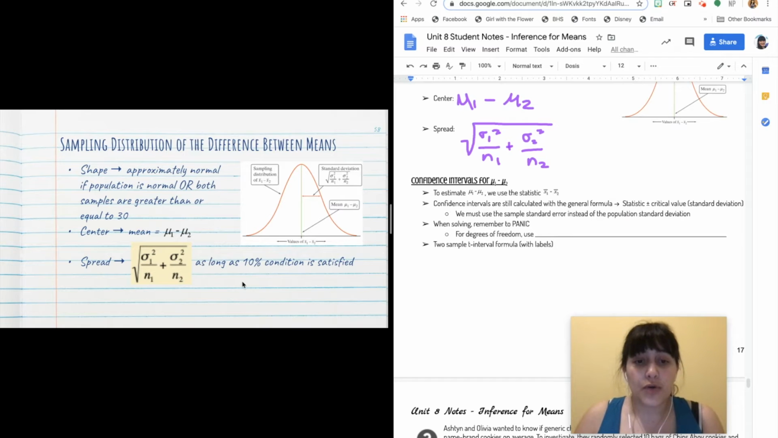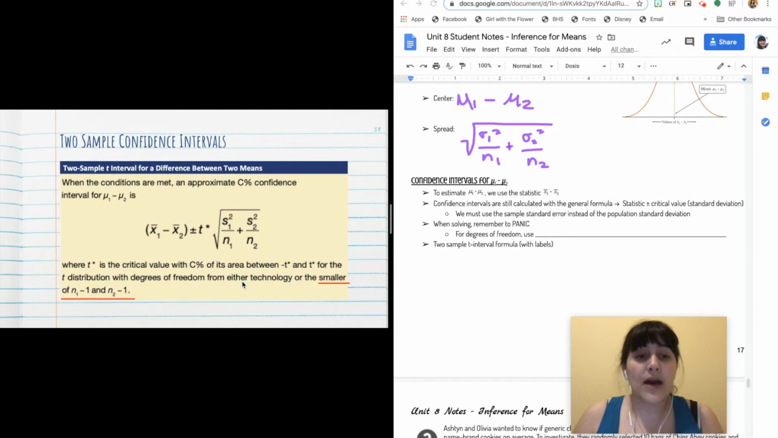So for the actual confidence interval, it's still almost exactly the same as what you're used to. It's still this general formula: the statistic, which here is going to be x bar 1 minus x bar 2, plus or minus the critical value, so that's your t star value, times a standard deviation, which is this spread equation right up here. The only difference here, we're still going to use our PANIC. The only difference here comes in the degrees of freedom.